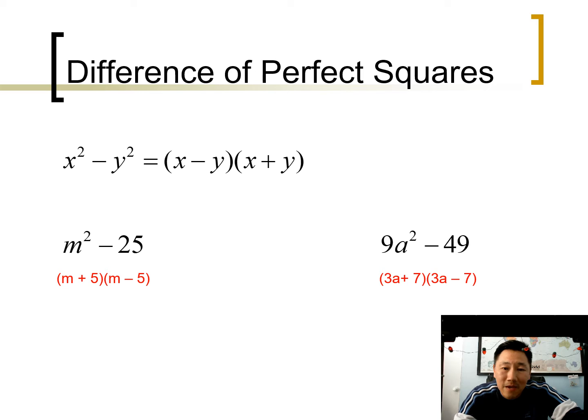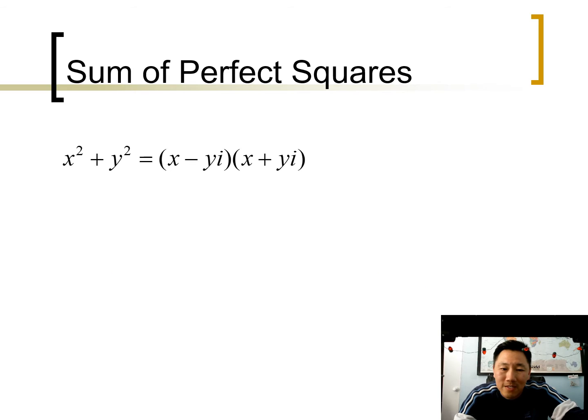And then in the imaginary chapter with complex numbers, we did x squared plus y squared, and that plus sign does change a lot of things. It's still x minus y, x plus y, but then we have to have the imaginary i in there. All right, so let's do a few examples of those. How about 4x squared plus 9? 4 is perfect, x is perfect, and 9 is perfect. So when you split it up, you have 2x plus 3i and 2x minus 3i.